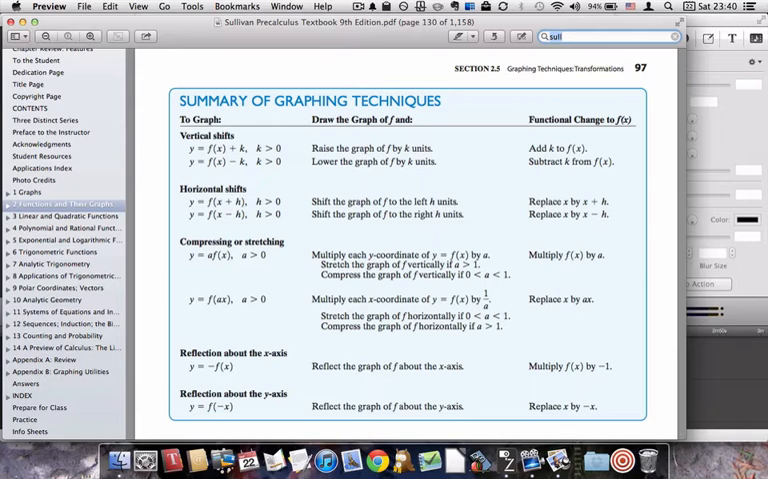So, it does talk about these, but for example, horizontal shifts, it says that if you have f of x minus h, for example, you should shift the graph of f to the right h units. It's not exactly a lie, but it's definitely an oversimplification. So, what do I mean by that?